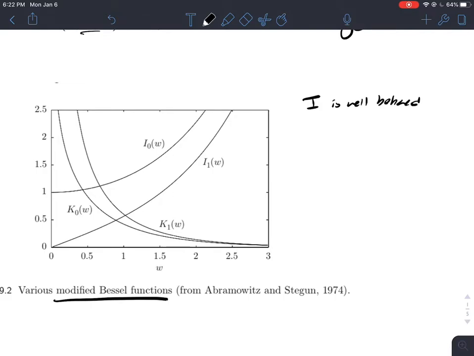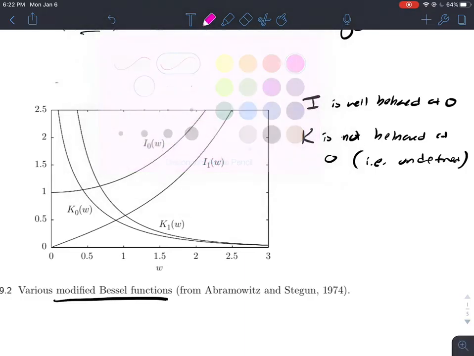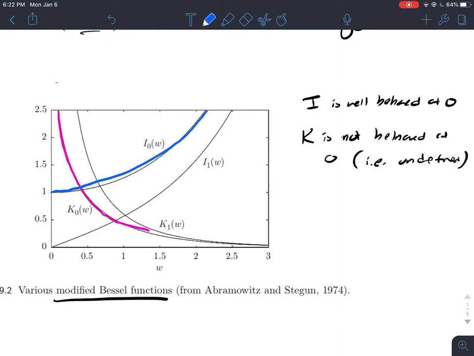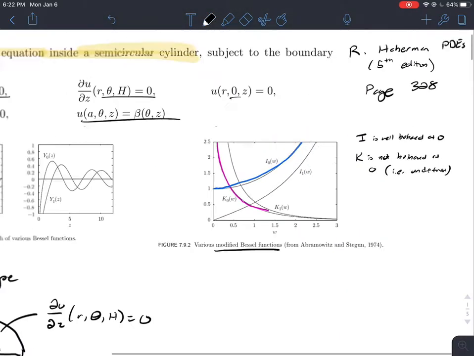whereas K is not well behaved at 0, i.e. undefined. Right, because the function for K here, which I'm going to trace in pink, is this thing right here, and the function for I0 in blue here is just this function right here, right?